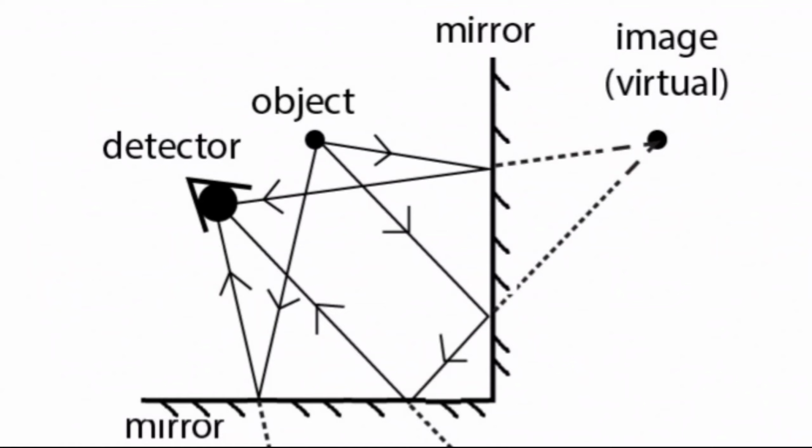So if the image can be captured on a screen, that is called a real image, but if the image cannot be captured on a screen, that is called a virtual image. So again I repeat, if any image can be captured on a screen, that is called a real image. But if the image cannot be captured on a screen, that is called a virtual image.